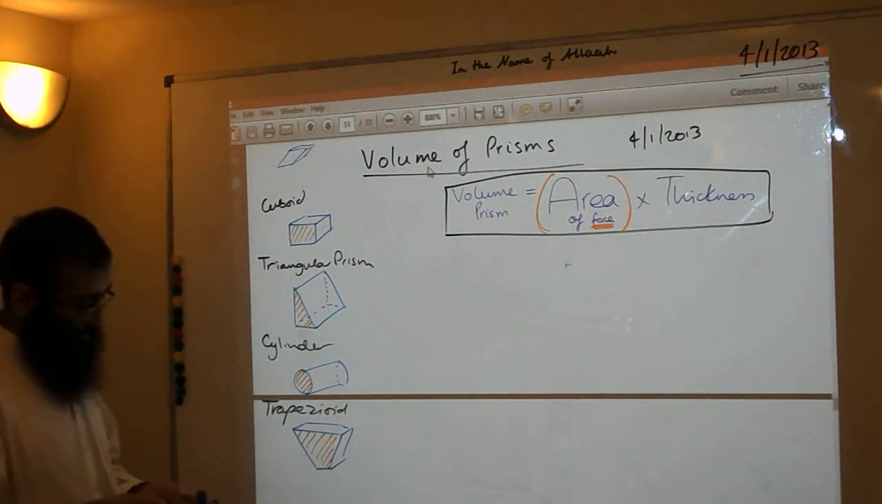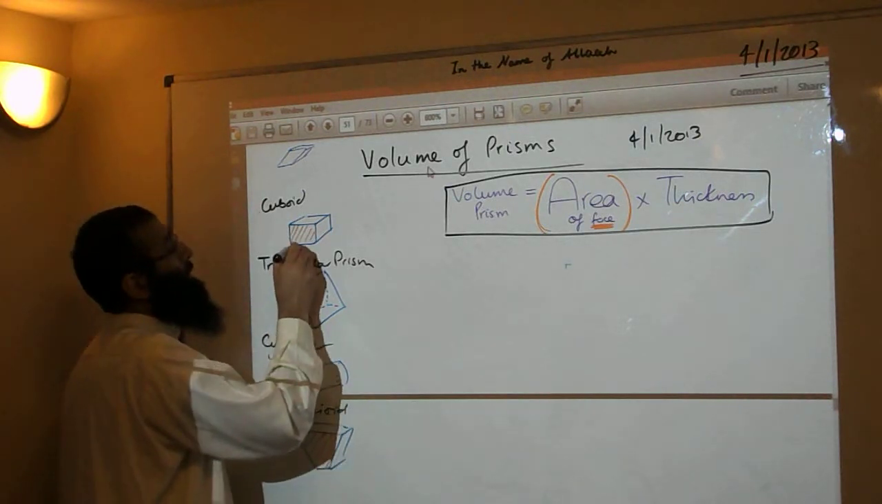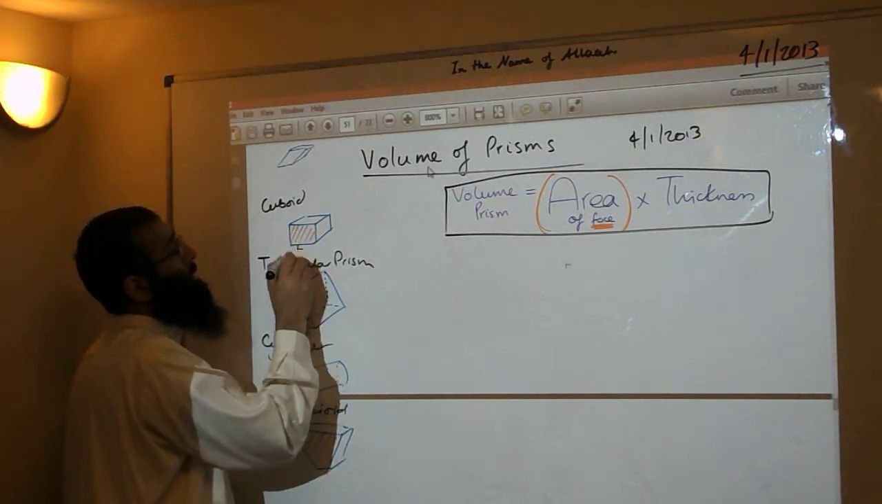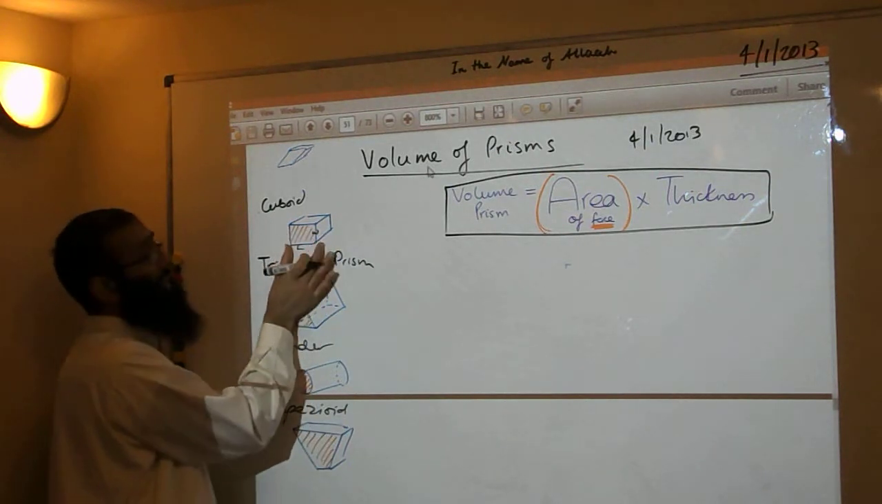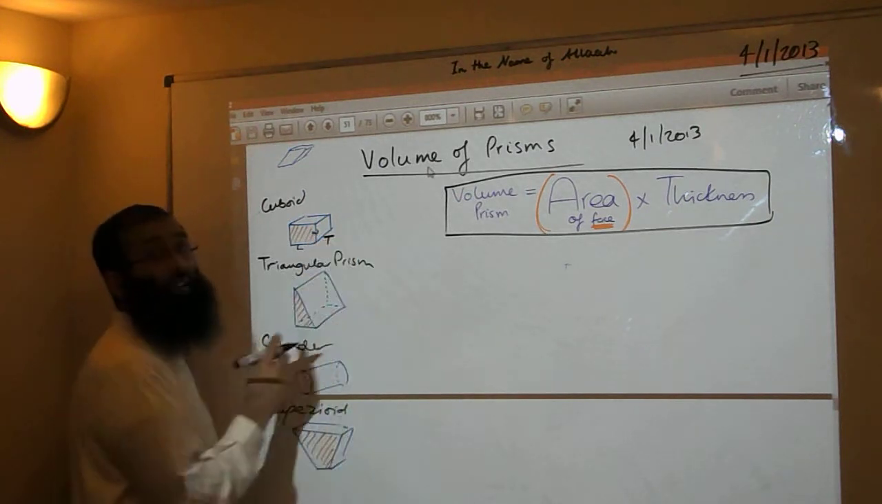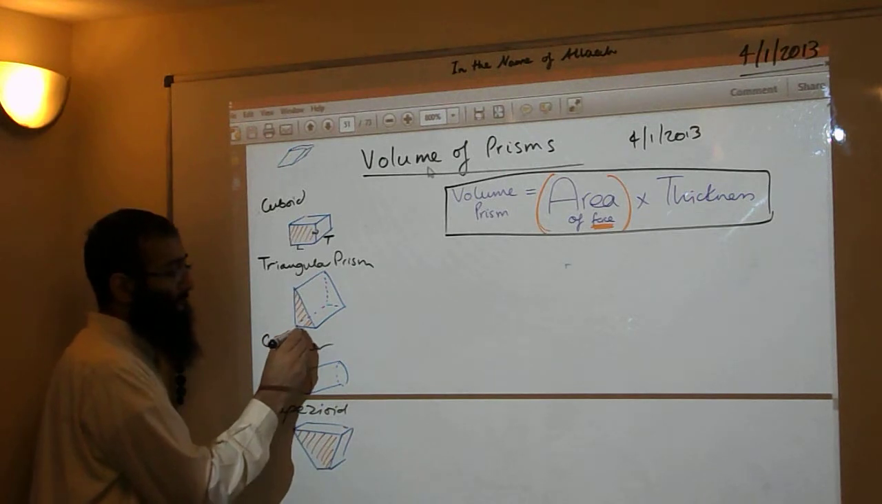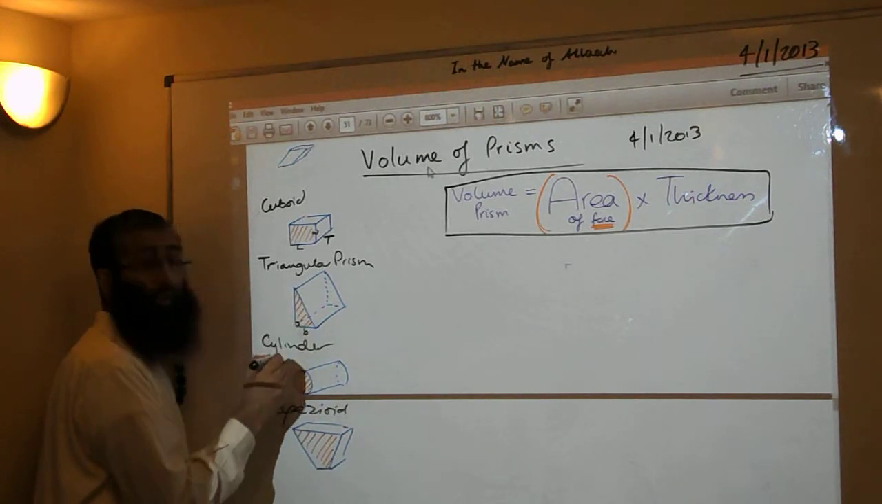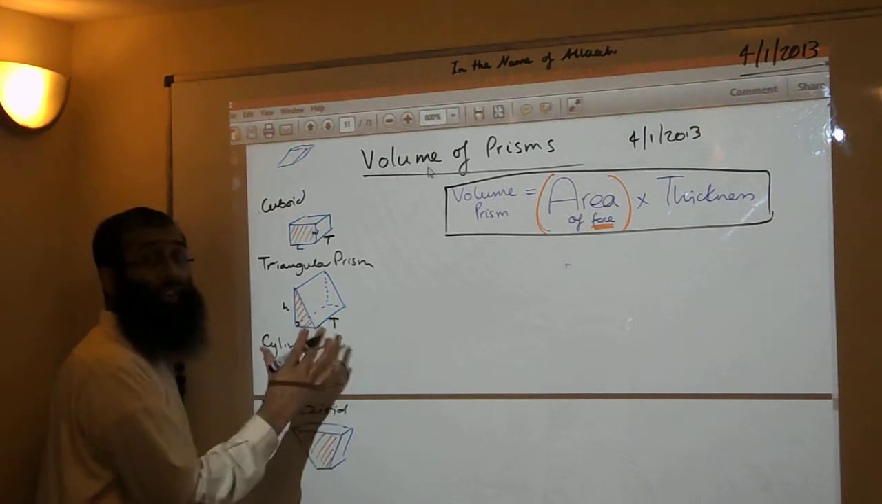Now, let's put some measurements on there. We have length and width of our face, and this is going to be called the thickness. Here we go, on this particular shape we have our base of the right angle triangle in this case, we have our height, and we have the thickness.